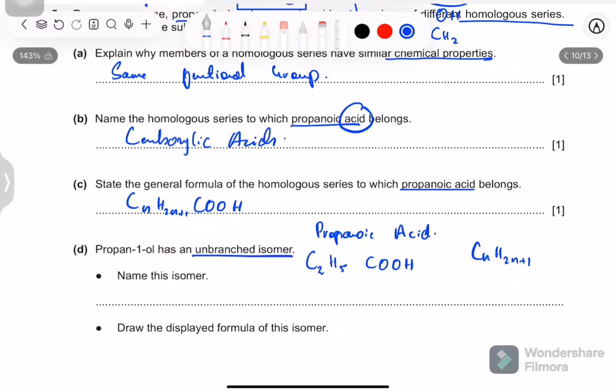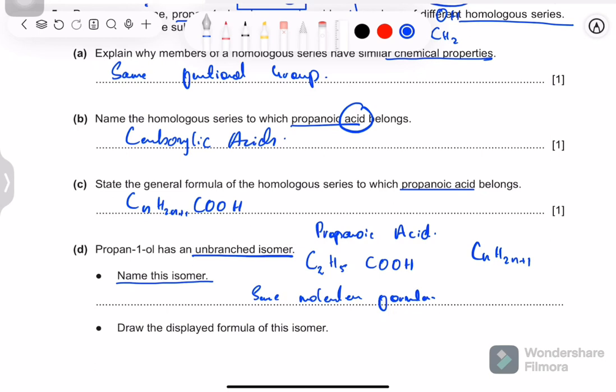Propan-1-ol has an unbranched isomer. Name this isomer. The isomers are just compounds. They can ask you in the question what isomers are, or the definition, or give you 2 sets of compounds and ask why these are isomers. So isomers are compounds having the same molecular formula and a different structural formula. The arrangement of atoms is different. Otherwise, the molecular formula is the same.